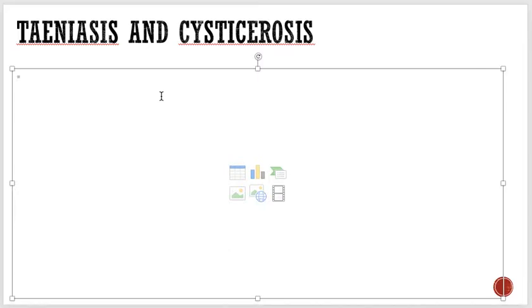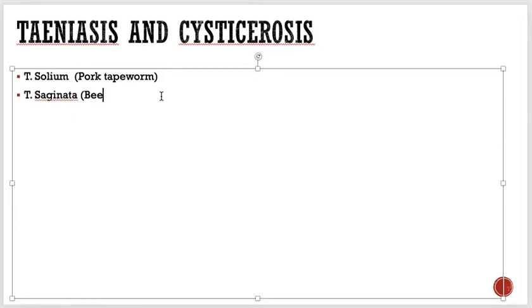which cause human infection, and that is Taenia solium and the other one is Taenia saginata. Now this Taenia solium is also called the pork tapeworm. This is the common name, pork tapeworm, and this one, saginata, is also called the beef tapeworm.